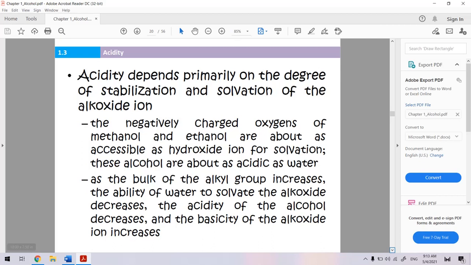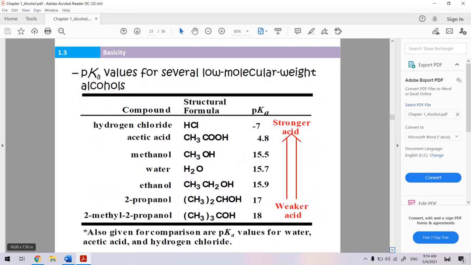As the bulk of the alkyl group increases, the ability of water to solvate the alkoxide ion decreases. The acidity of the alcohol decreases and the basicity of the alkoxide ion increases. Okay, for pKa values of several lower molecular weight alcohols, you can refer to this table.